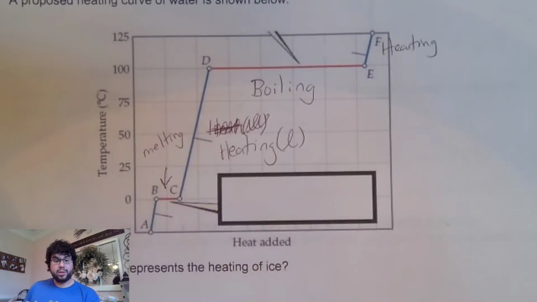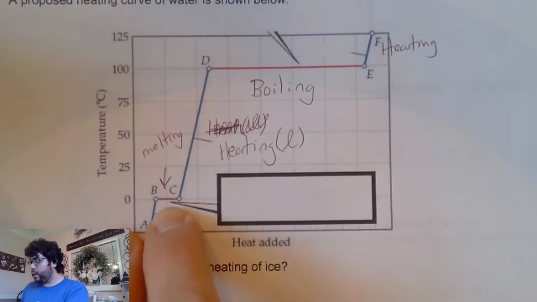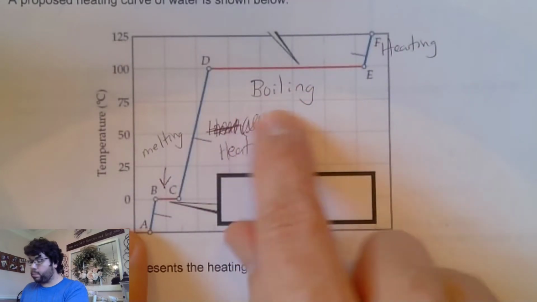Remember that when you phase change, you're no longer heating the substance in terms of its temperature changing. You're actually just adding enough energy at the molecular level to break those intermolecular forces. So the horizontal line here indicates melting. The horizontal line here indicates boiling.